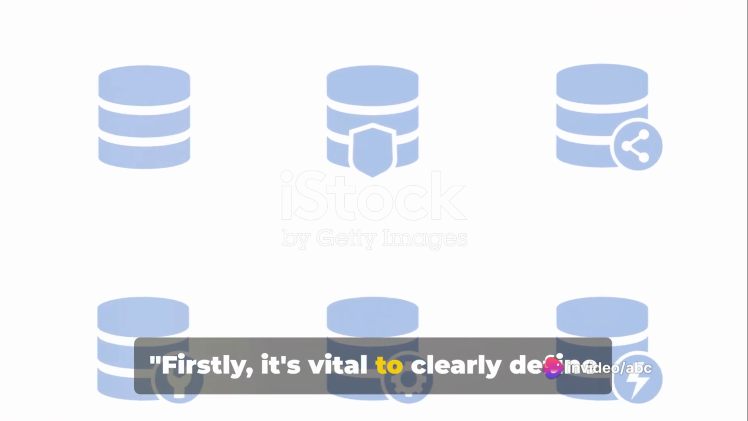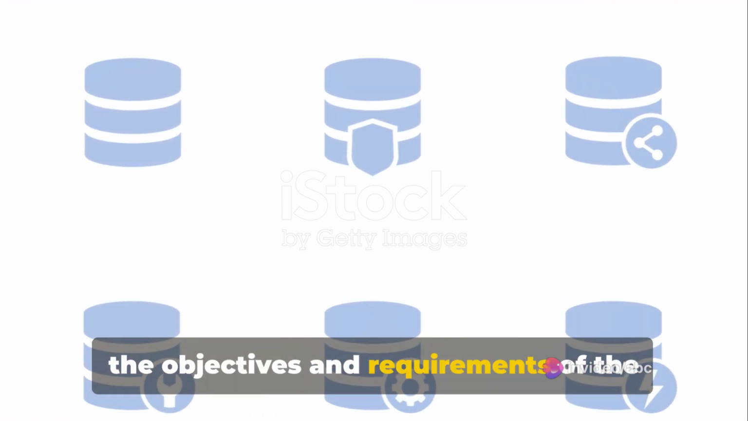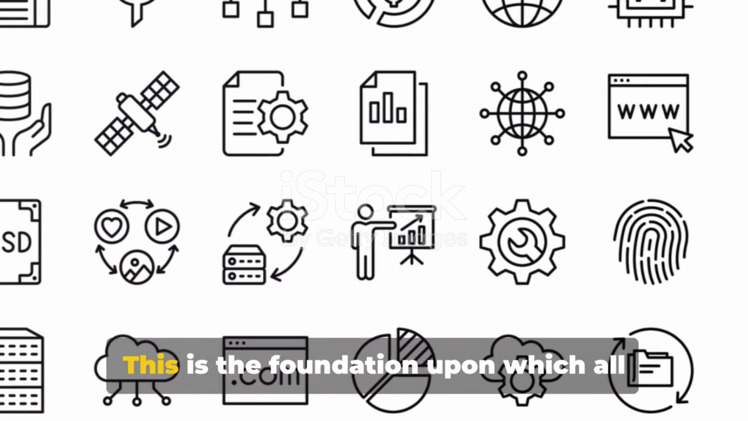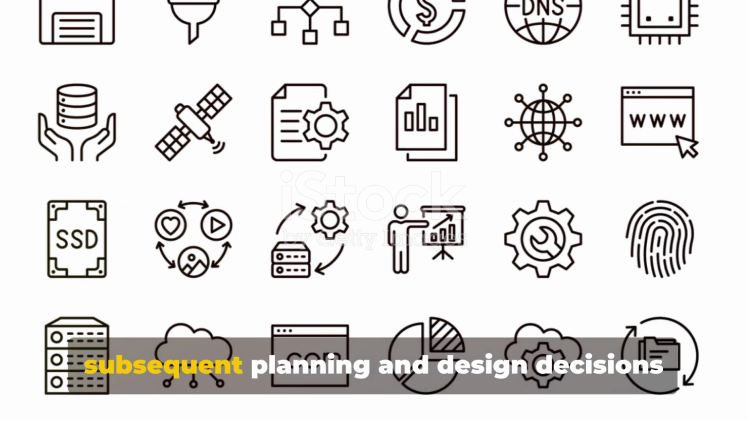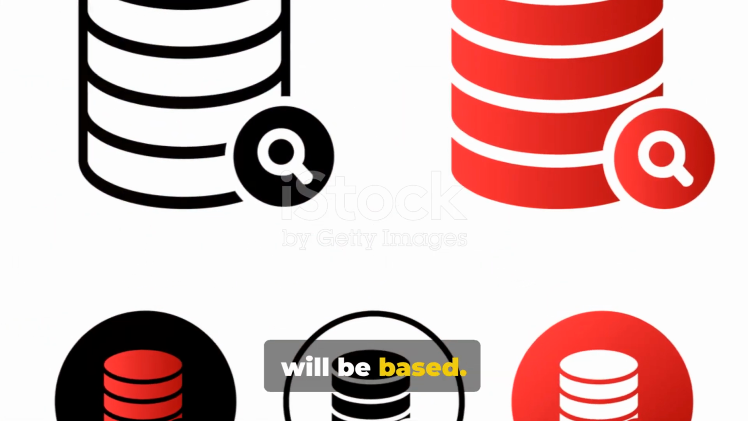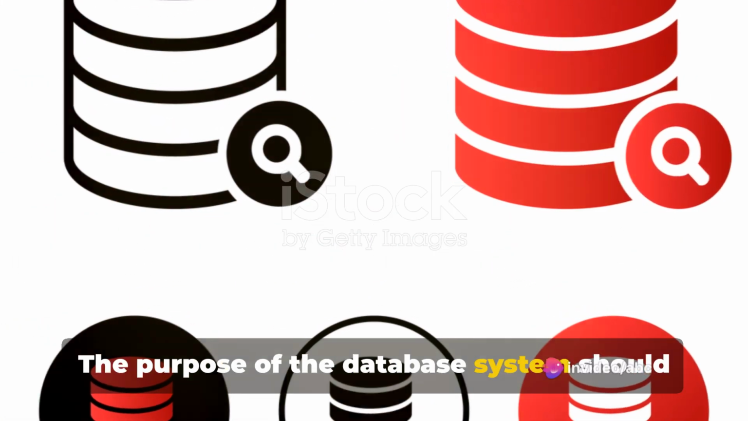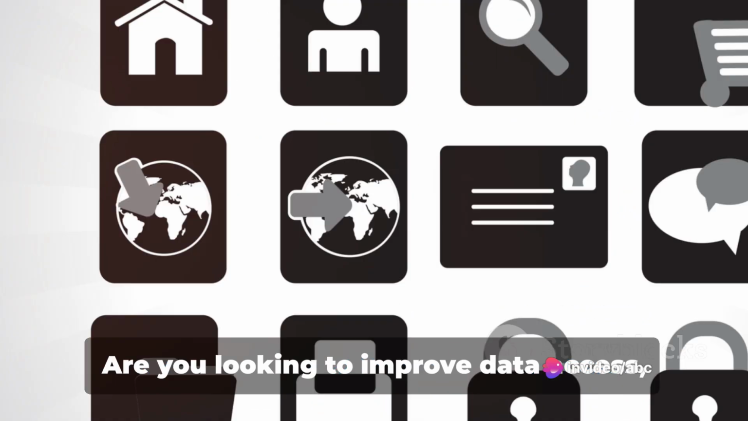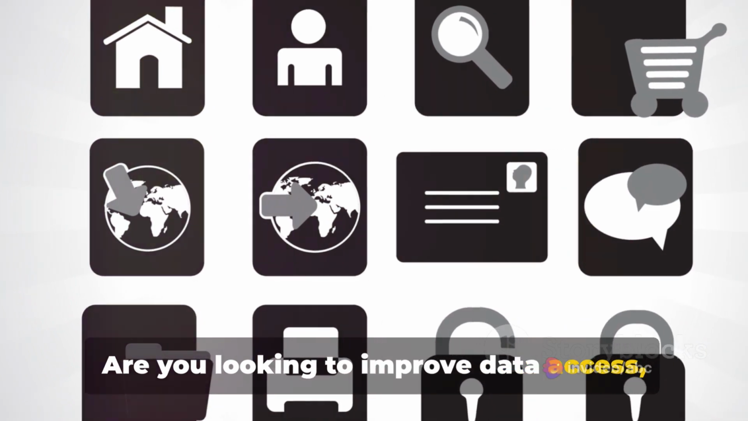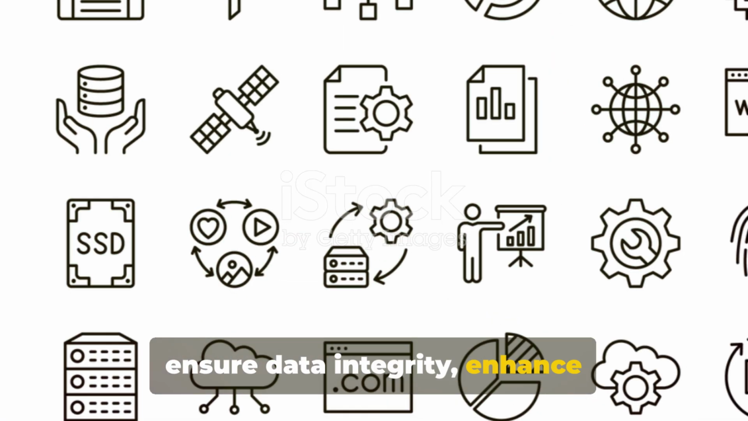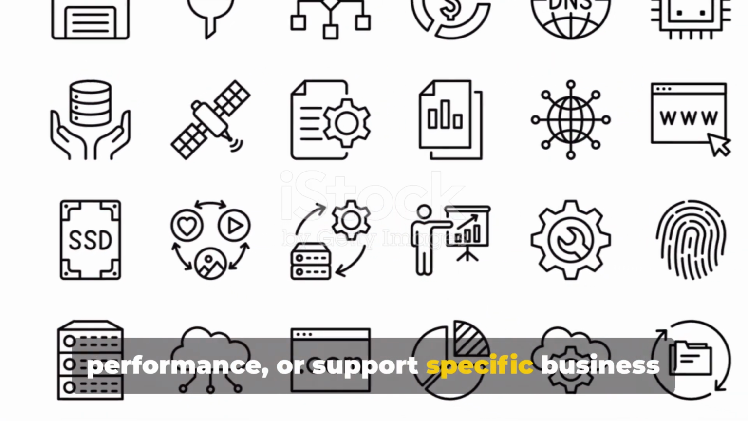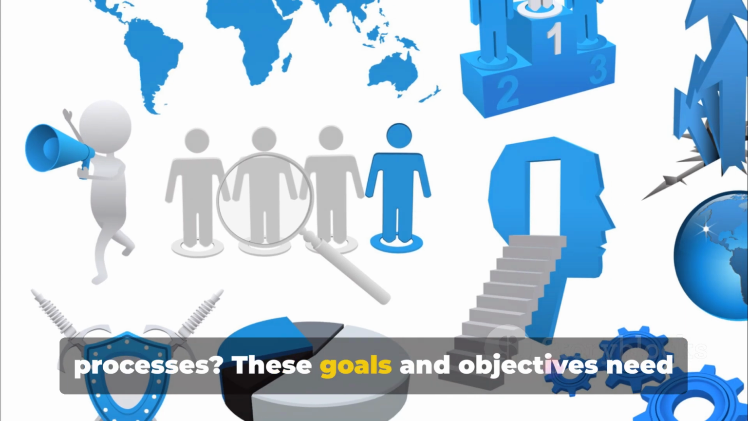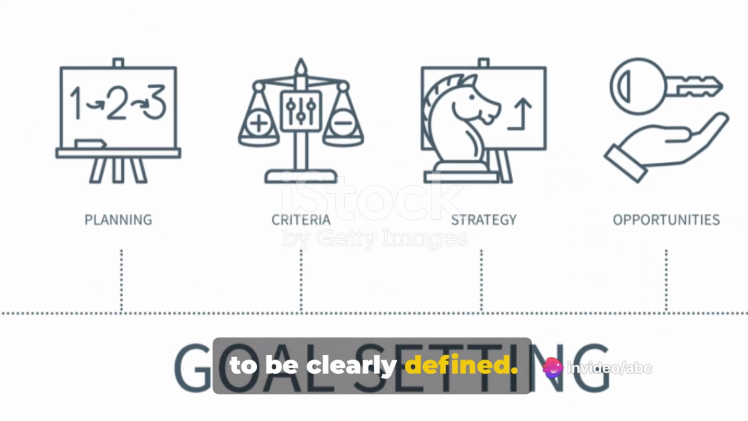Firstly, it's vital to clearly define the objectives and requirements of the database system. This is the foundation upon which all subsequent planning and design decisions will be based. The purpose of the database system should be identified early on, along with its intended use. Are you looking to improve data access, ensure data integrity, enhance performance, or support specific business processes? These goals and objectives need to be clearly defined.